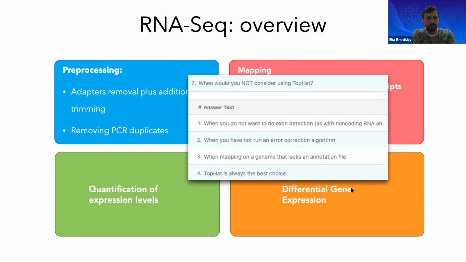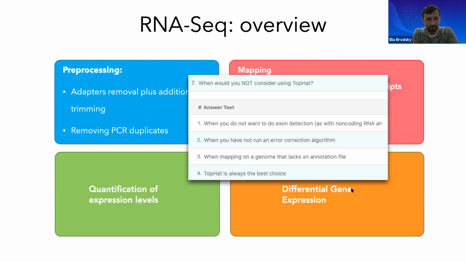So here you have 4 different choices. 1, when you do not want to do exon detection, as with non-coding RNA. 2, when you have not run an error correction algorithm. 3, when mapping on a genome that lacks an annotation file. And 4, TopHat is always the best choice. Okay, so Nahid answered number 3, when mapping on a genome that lacks an annotation file. So again, the question is, when would you not consider using TopHat? The answer from Nahid would be, when mapping on a genome that lacks an annotation file, you would not consider using TopHat.